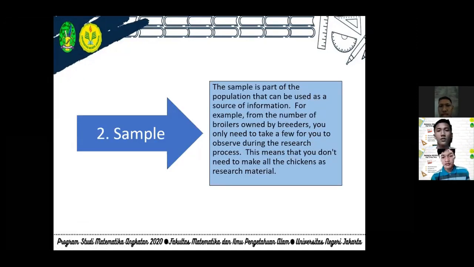Two, sample. The sample is part of the population that can be used as a source of information. For example, from the number of broilers owned by the breeder, you only need to take a few to observe during the research process. This means that you don't need to make all the chickens as research material.